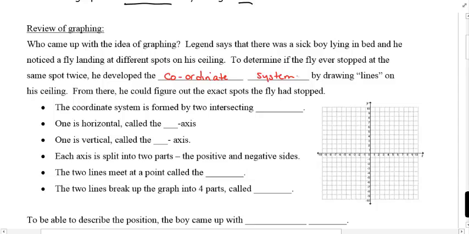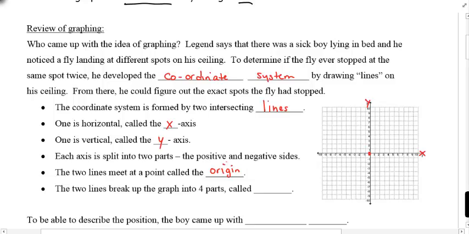Now, how did he create this coordinate system? Well, he created it by putting two lines together and intersecting them. So you can see these ones right here. One of them is called the horizontal or x-axis. One is the vertical, called the y-axis. Each axis is split into two parts, a positive and a negative side. The two lines meet at a particular point in the middle, which he called the origin.